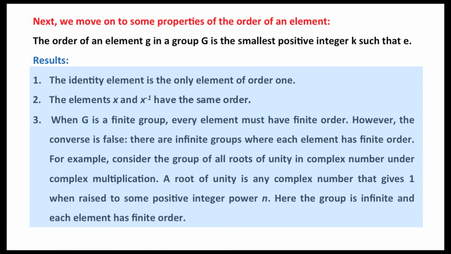Next, we move on to some properties of the order of an element. The order of an element g in a group G is the smallest positive integer k such that gᵏ is equivalent to e. Now we shall see the results. The identity element is the only element of order 1. The elements x and x² have the same order.